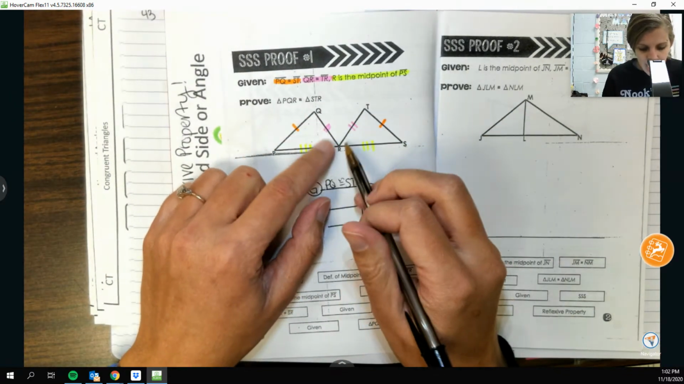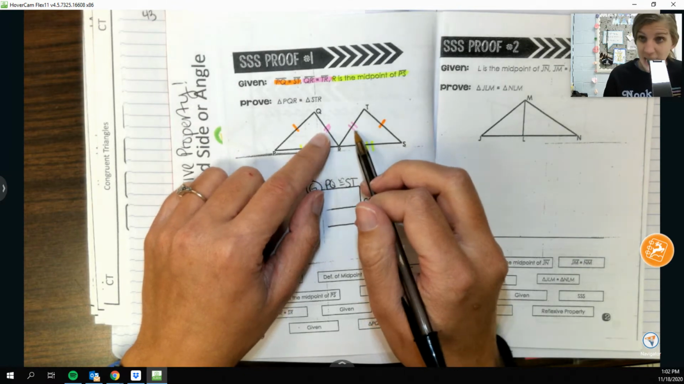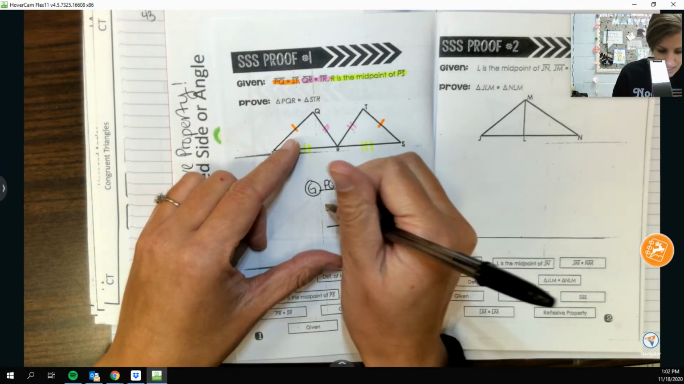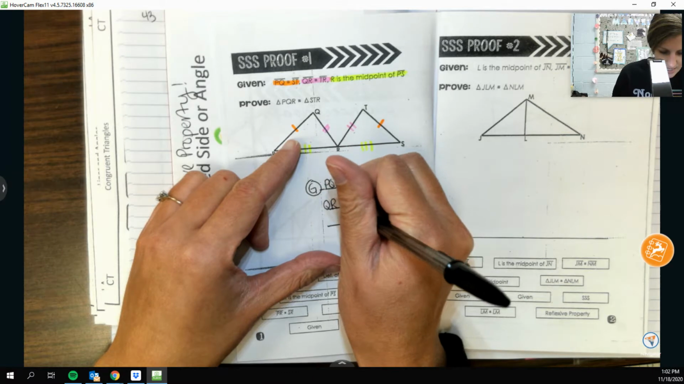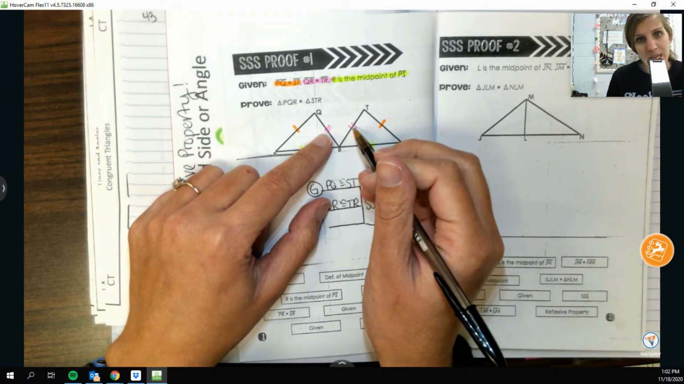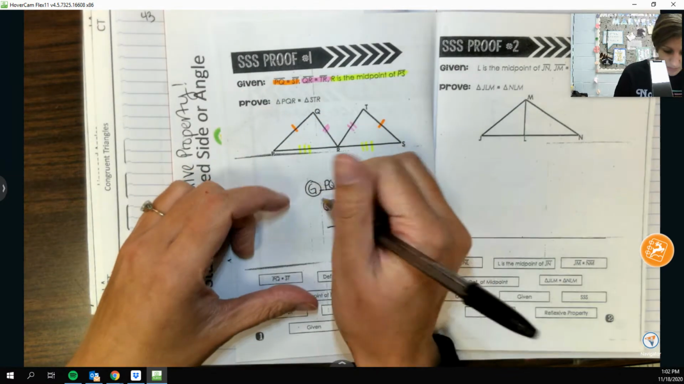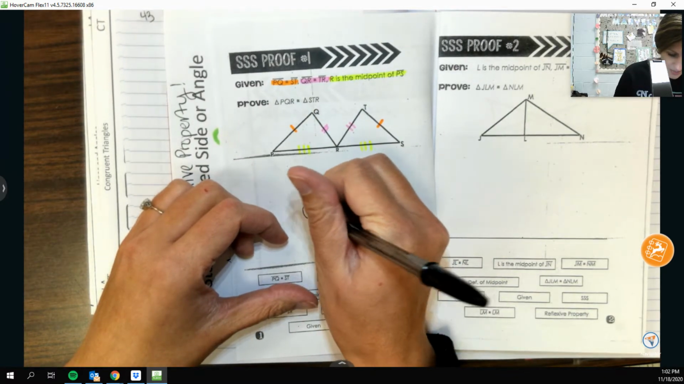Next, in my picture, I marked that QR was congruent to TR because I have those 2 pink tick marks. So I can write down QR is congruent to TR. And I was able to put those pink tick marks in there, again, because it was given to me. They just said, hey, these sides are equal. You're welcome.